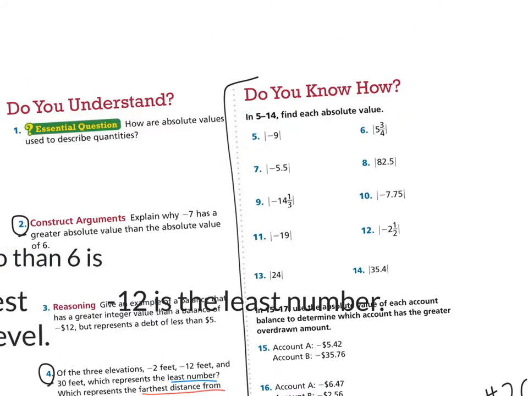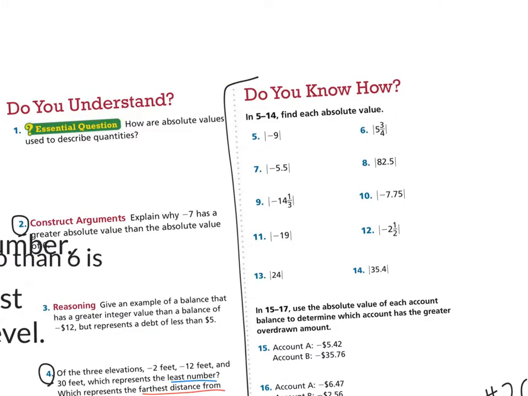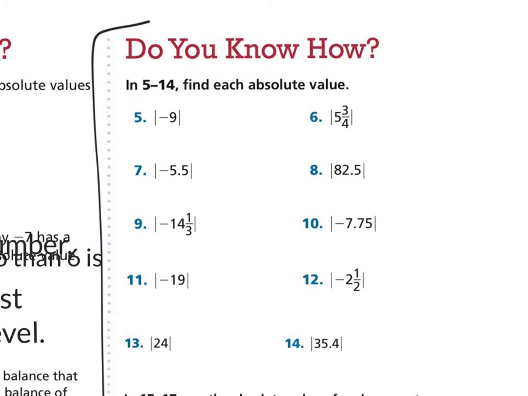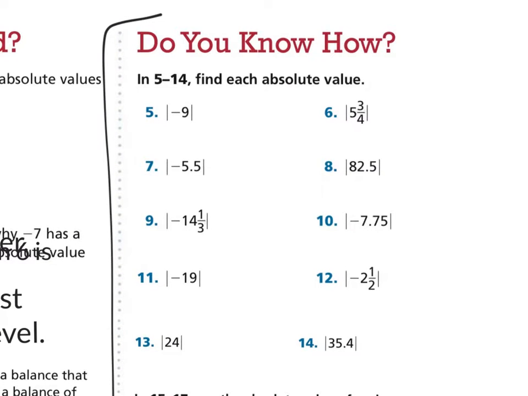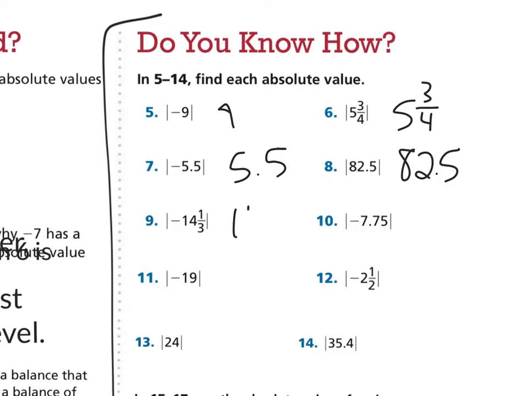So we'll look over at some problems on the do you know how. Just wanting us to find the absolute values here. Again, that is how far these are from 0. So for these problems, absolute value is always going to be a positive number. So basically, the number is going to stay the same, and if there was a negative sign there, we're just going to take it off. So these would be the answers as we go through these.